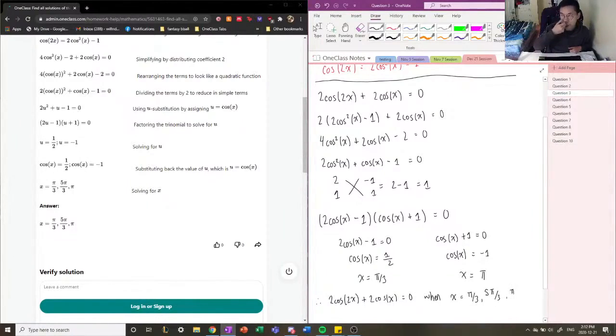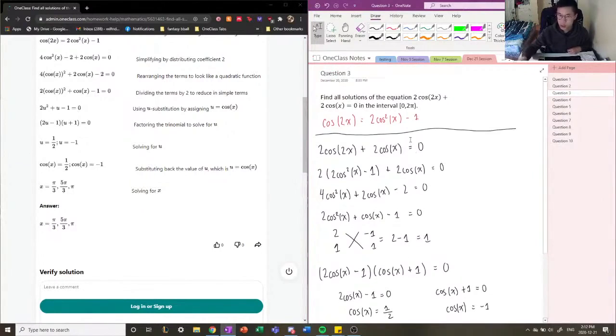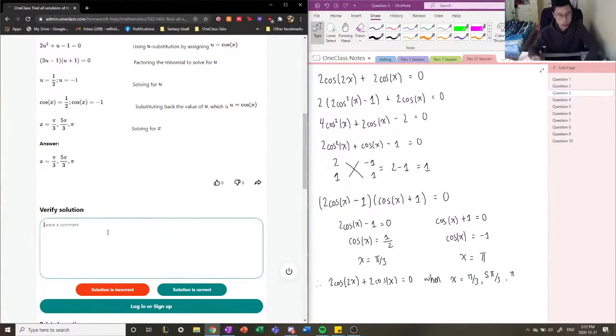And I don't really want to get into too much about the special angles, but you can search it up on the internet, and you can confirm when cos x is equal to half and when cos x is equal to negative 1 in the interval of 0 to 2 pi. Other than that, the solution is correct.